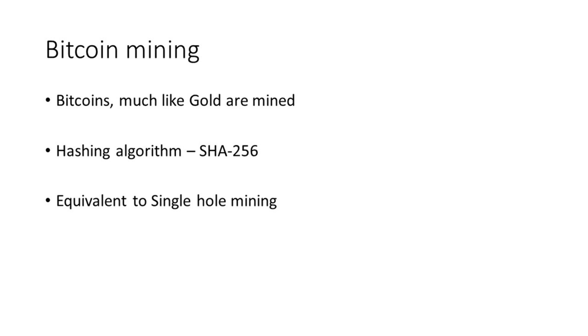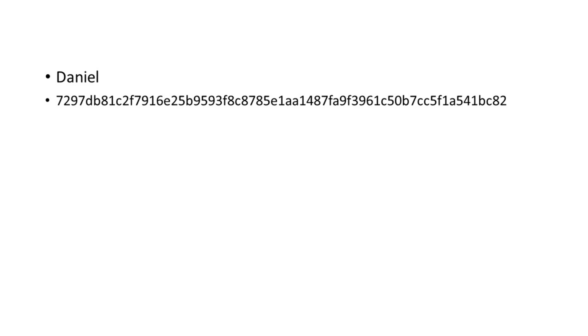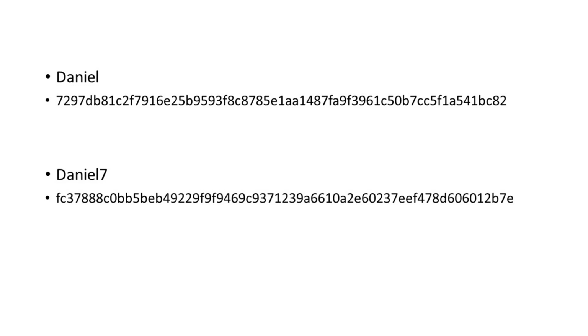Bitcoins, much like gold, are mined. Rather than digging in the earth to find the gold, instead miners run computer calculations called algorithms. These algorithms are what's known as hashing algorithms. They take an input and output a seemingly random string of characters and numbers. So if you take Daniel and run it through a hashing algorithm, you get something like this. Though if you change just one letter to Daniel 7, you get something like this.